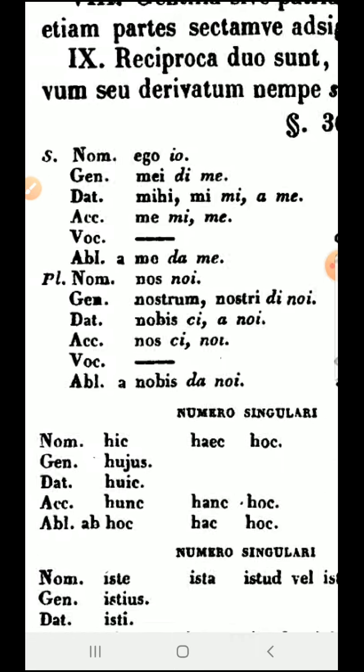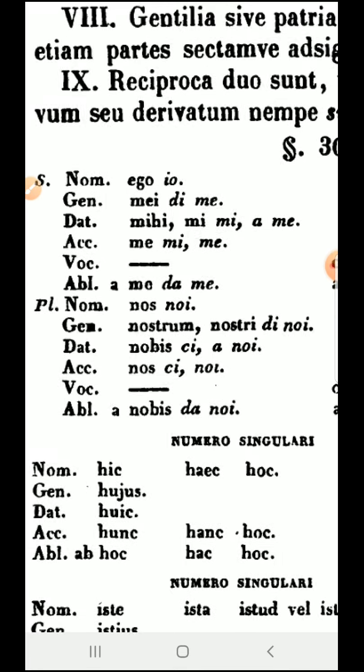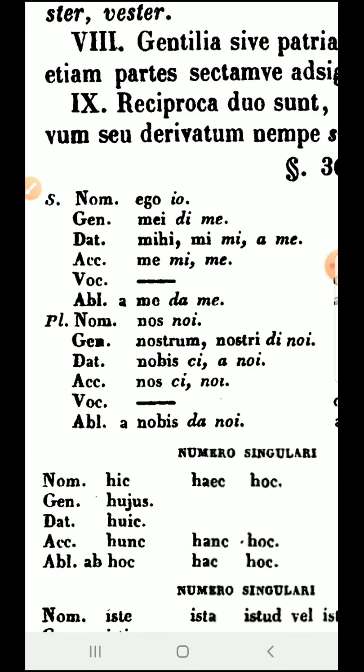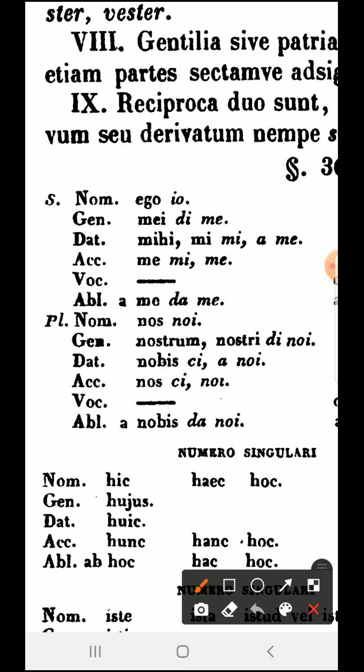I'm going to zoom in here so we can look at one declension at a time. Now, what we have here is the first person personal pronoun. Unfortunately, this text has the translations of the declension into Italian. So you can ignore all of the words in italics because that's Italian. We're going to translate these forms into English. But this is the first person personal pronoun.